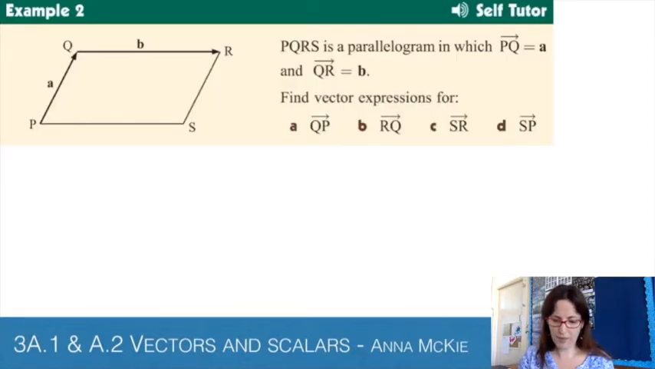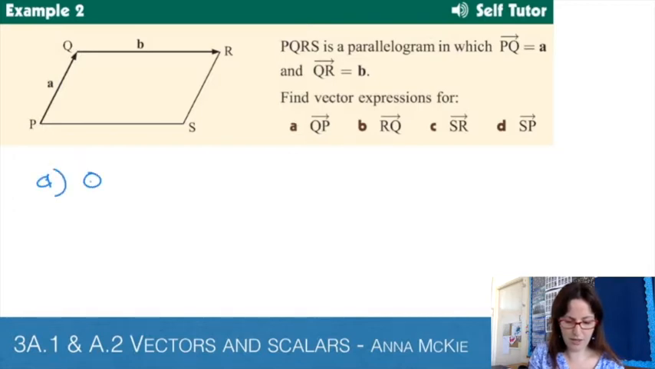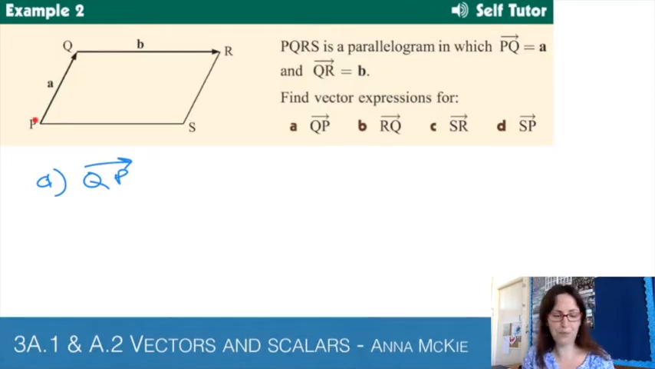Okay, an example here. PQRS is a parallelogram in which PQ is A and QR is B. And we want to find vector expressions. So for the first one there, for QP, let's have a think about that. How do you get from Q to P? Well, we know that if we went from P to Q, it'd be the vector A, but we want that same distance, same length, but in the opposite direction. So our answer for that one is negative A.